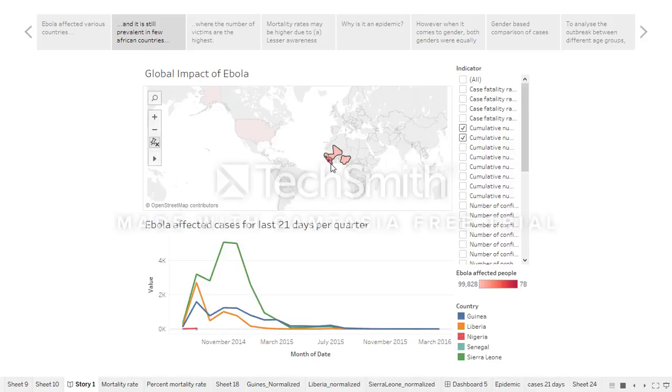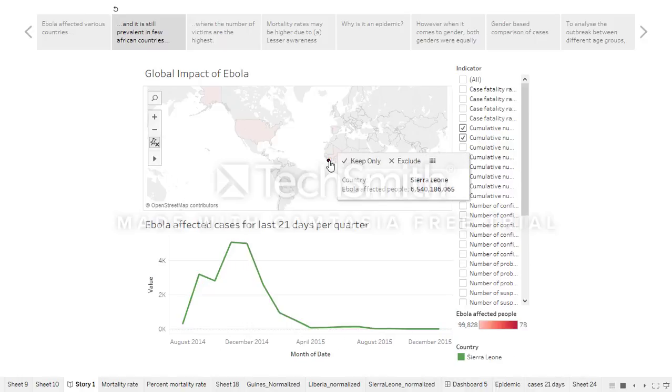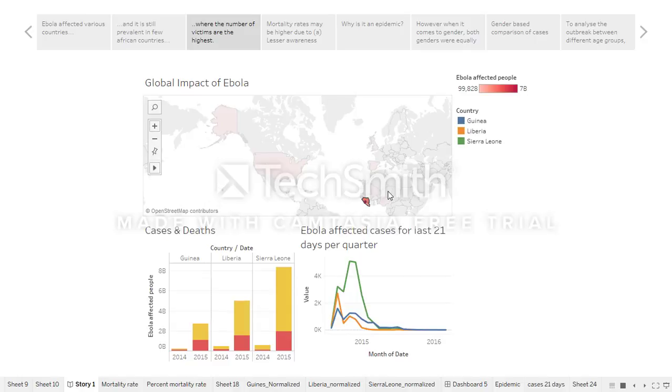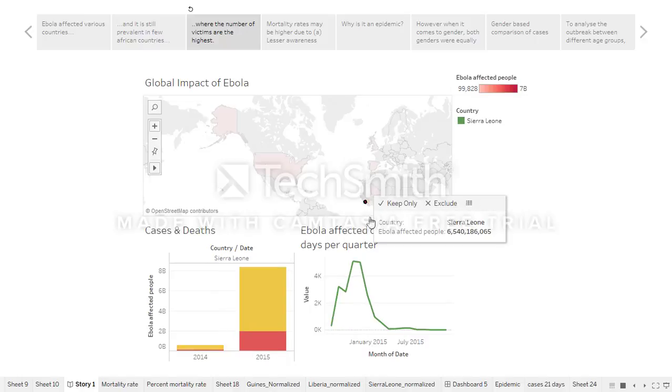By clicking on a specific country, we can see the distribution of Ebola cases for that particular country in the line graph below. Among all the African countries, impact was high in Guinea, Liberia, and Sierra Leone, as shown in the bar graph, with Sierra Leone having the highest number of cases.